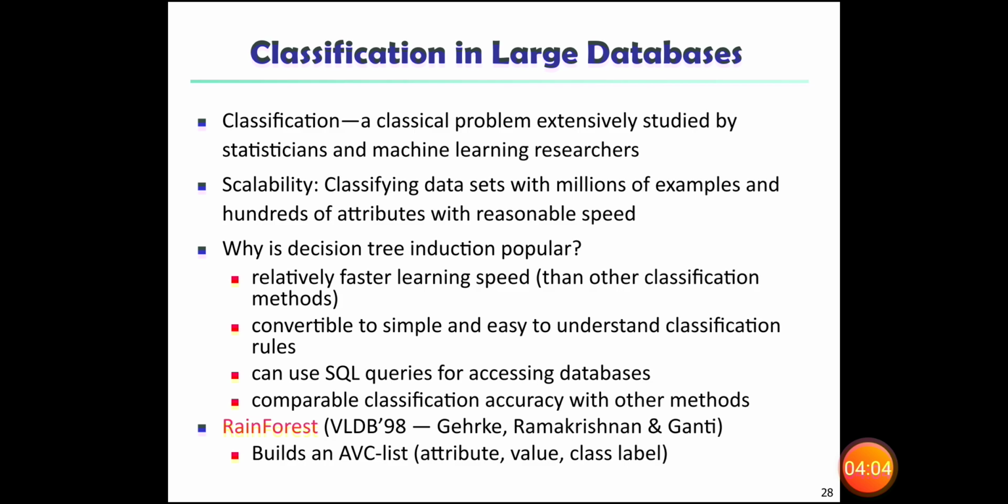Next, why do we need to go for decision tree induction? Because it has faster learning speed. When you compare this classification with other classifications, it has a relatively faster learning speed. The second one, it is very simple and easy to understand the classification rules. When we have a classification, we try to generate some classification rules, and the generated classification rules can be easily understood by people.